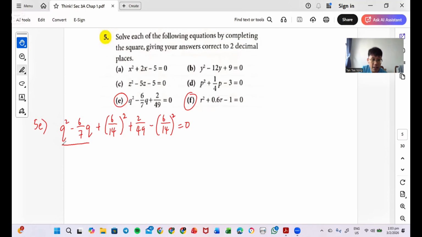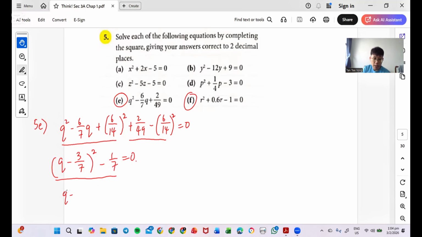Okay, so this part here, it will become q minus 6 over 14, you can simplify to become 3 over 7, divide by 2. q minus 3 over 7 square. This part here, you can just key in the calculator. Okay, so minus 1 over 7 equals to 0. Okay, so this is what we call completed square form. All right, then now we can do the solving. So you shift the minus 1 over 7 to the right.